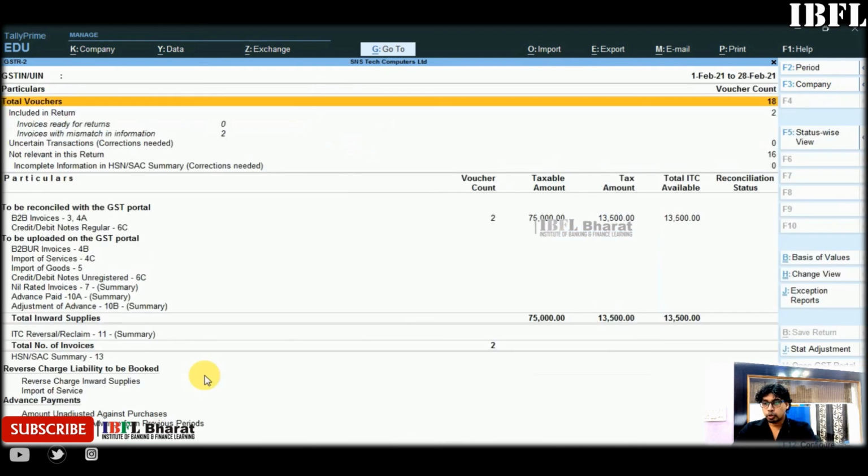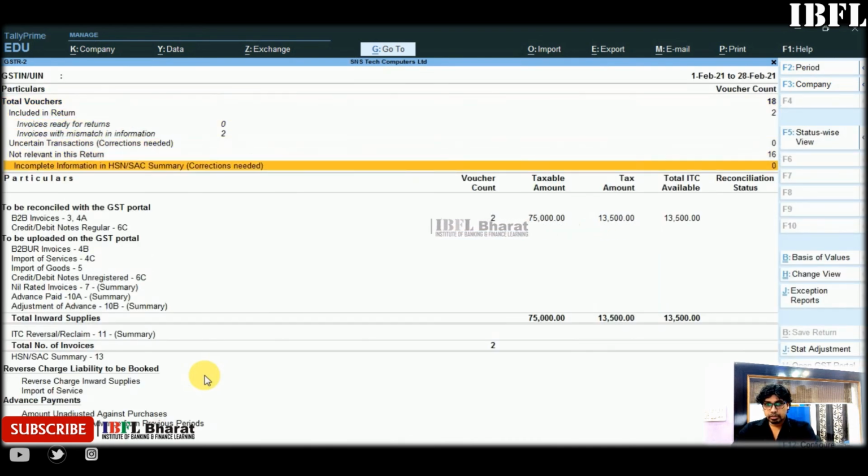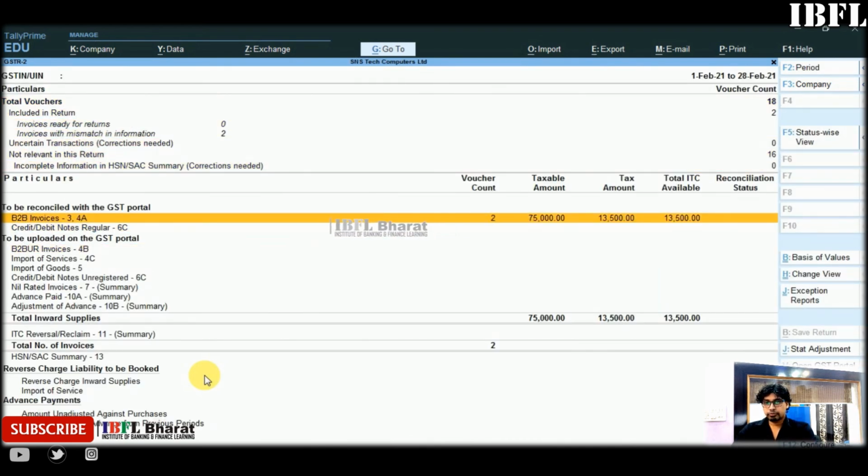But now GSTR2, in which there are credit notes, debit notes and B2B invoices, which you can see are to be reconciled with the GST portal, as they are not yet credited there. Okay, total ITC is available, and the total purchases we have to claim as ITC is 13,500 rupees tax.